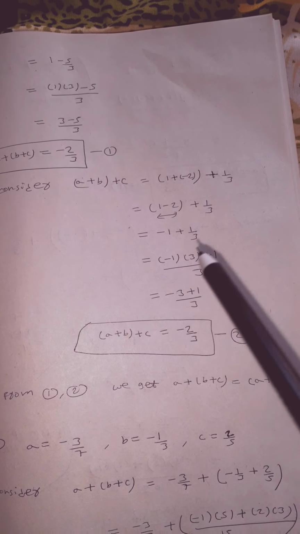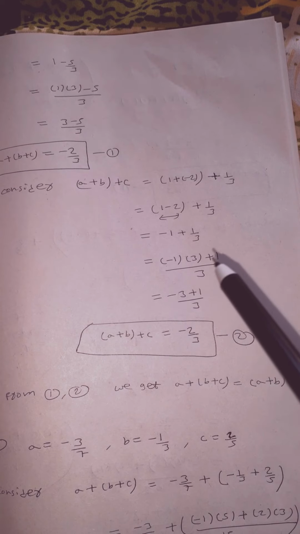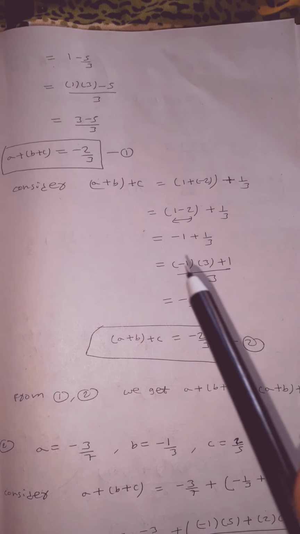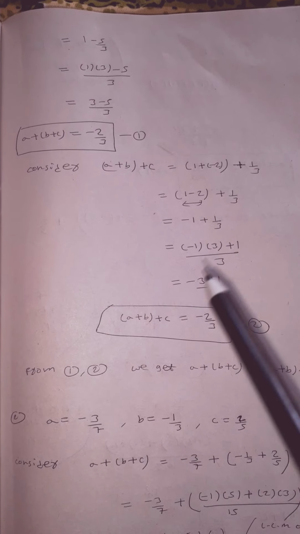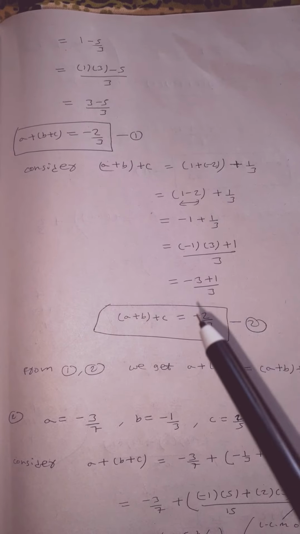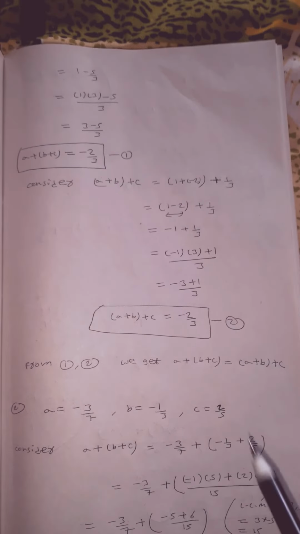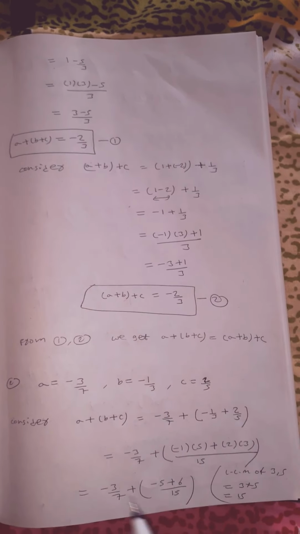So here LCM is 3, children. So write this minus 1 as it is. Write this 3 here plus write this 1 as it is by 3. So minus 1 into 3 is, children, minus 3 plus 1 by 3. Minus 3 plus 1 how much, children? Minus 2 by 3. Why? Because the negative sign is having the big number. So from 1 and 2 we got both values are same.